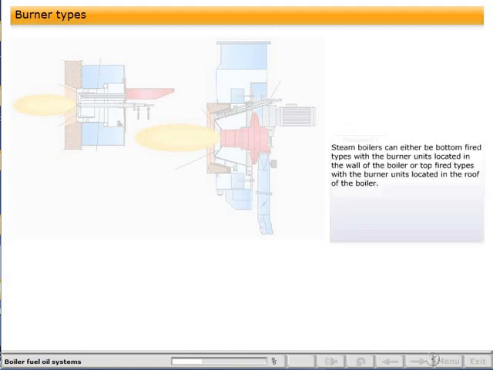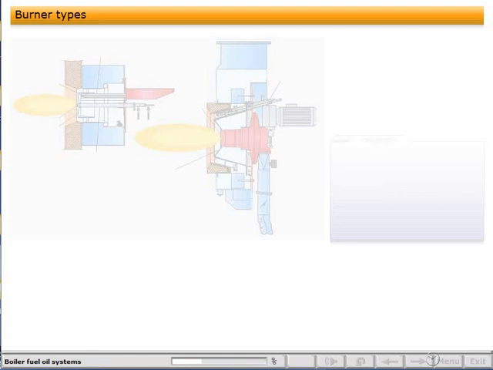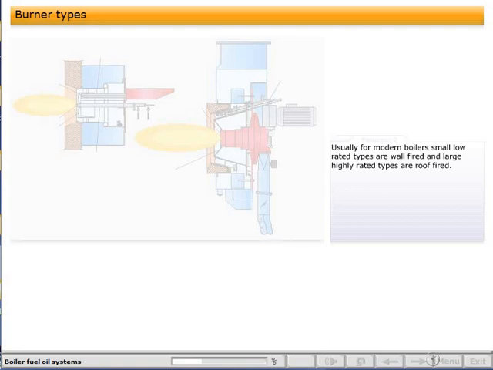Steam boilers can either be bottom-fired types, with the burner units located in the wall of the boiler, or top-fired types with the burner units located in the roof of the boiler. Usually, for modern boilers, small, low-rated types are wall-fired, and large, highly rated types are roof-fired. The burner itself can take one of a number of forms.